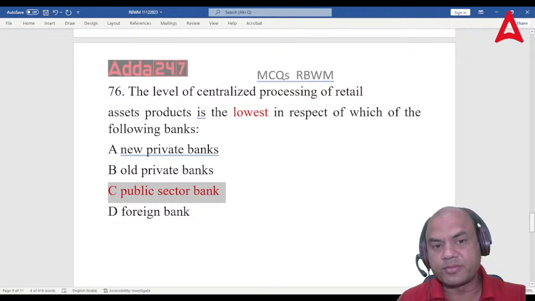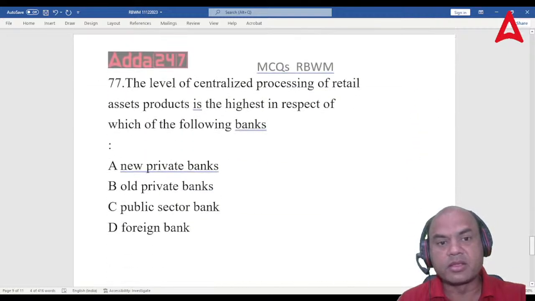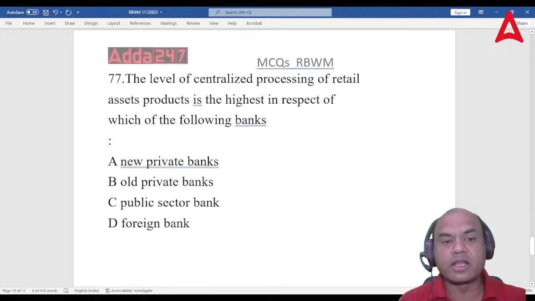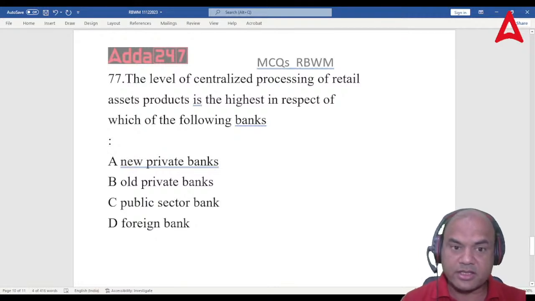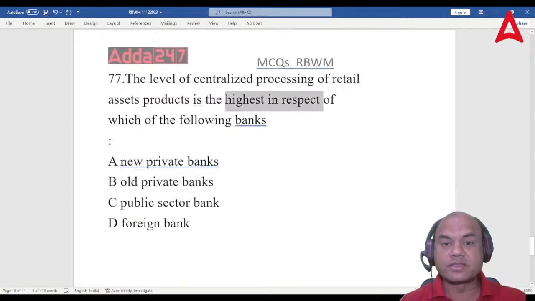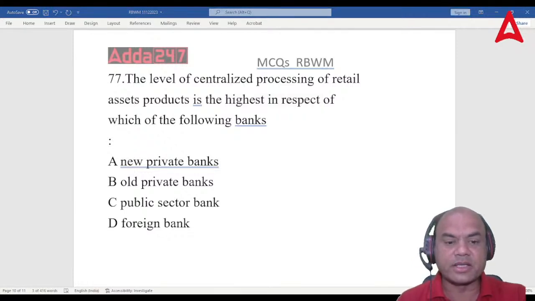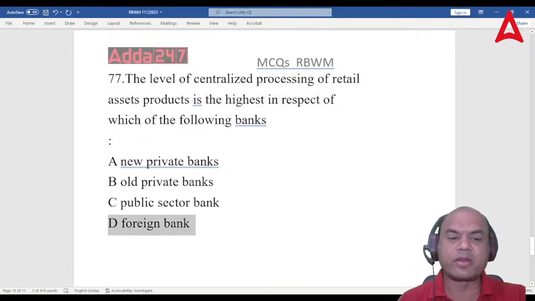Next one. The level of centralized processing of retail assets is highest in respect of which of the banks? Highest. So everything is centralized. It's highest in which banks then? Obviously now this will be foreign banks, right?